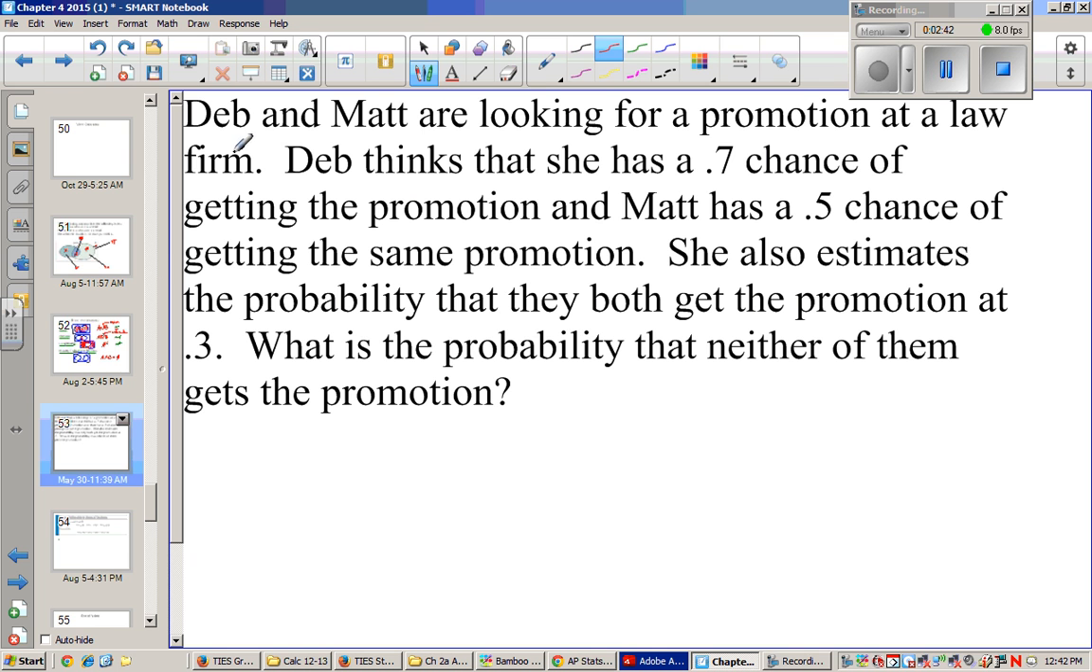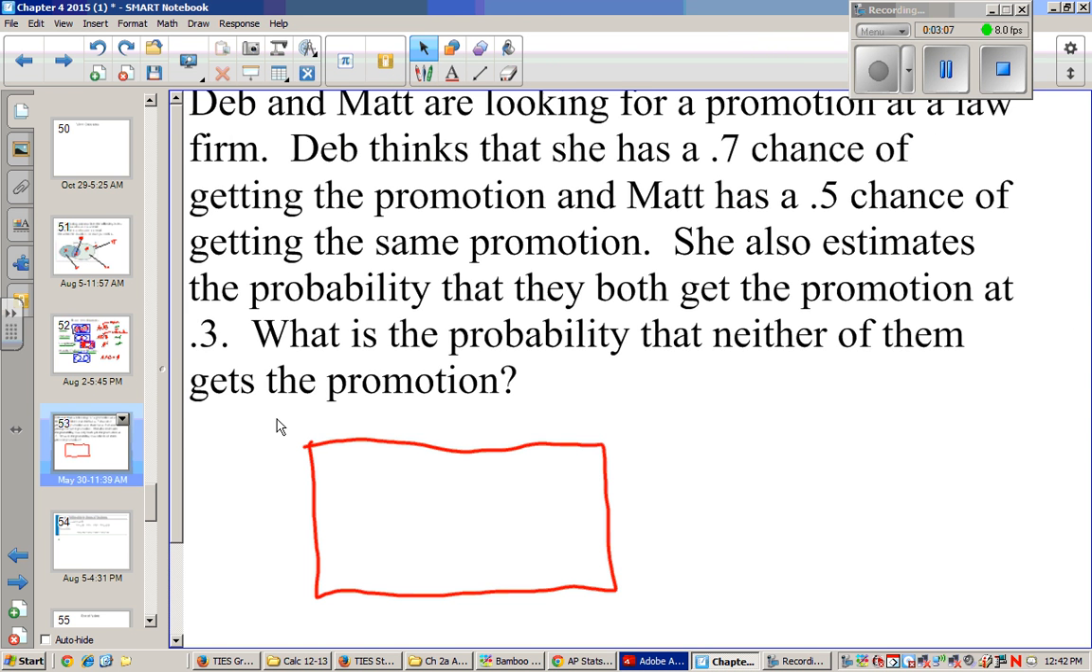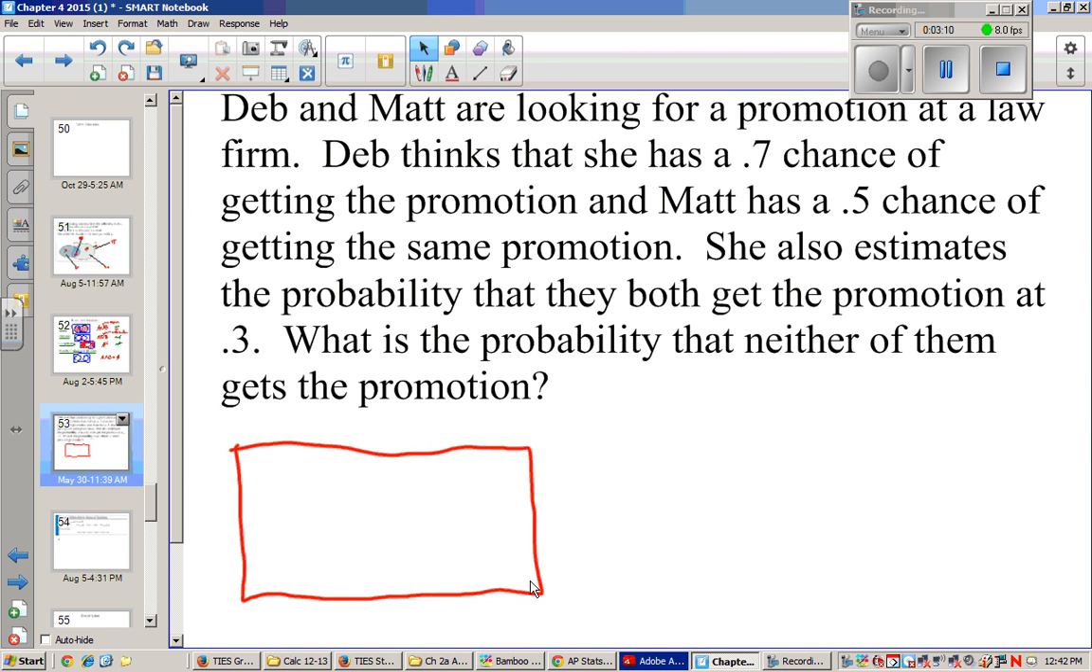Now here's an example problem. Deb and Matt are looking for a promotion at a law firm. Deb thinks her chance of getting the promotion is 0.7 and Matt's chance is 0.5 of getting that same promotion. She estimates that the probability that they both get the promotion is 0.3. What is the probability that neither of them get the promotion? I'm not as concerned about that question as I am just making sure everyone knows how to draw a Venn diagram.